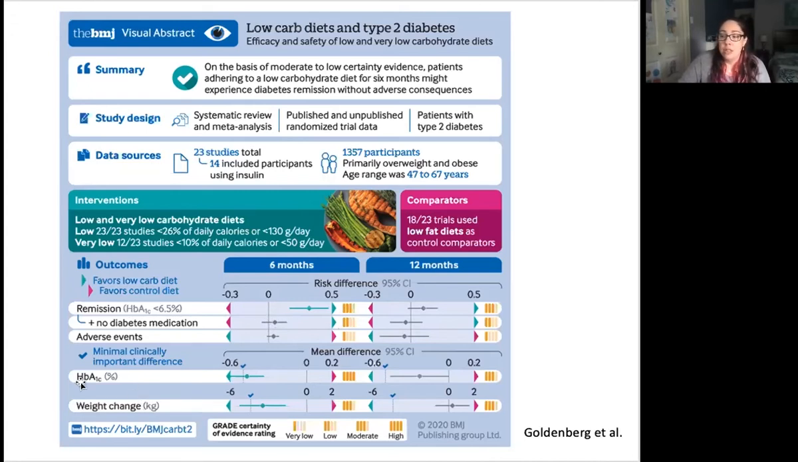They also did show that there was a weight change, that there is weight loss that's associated with low carb diets as well.